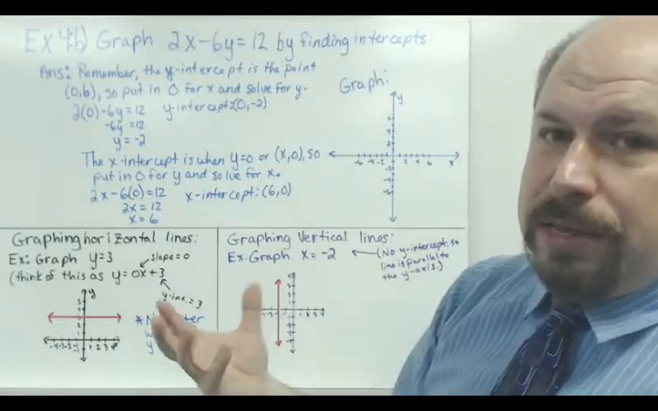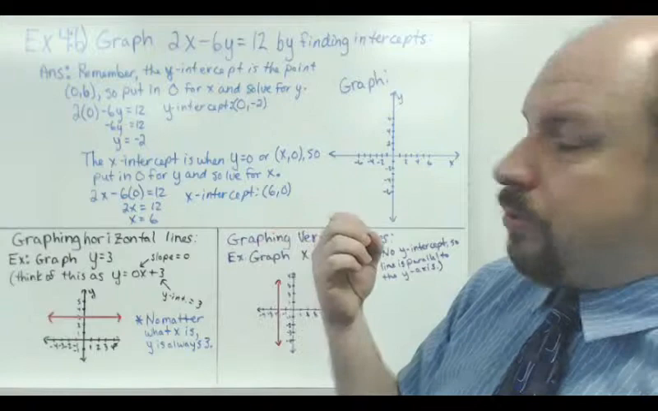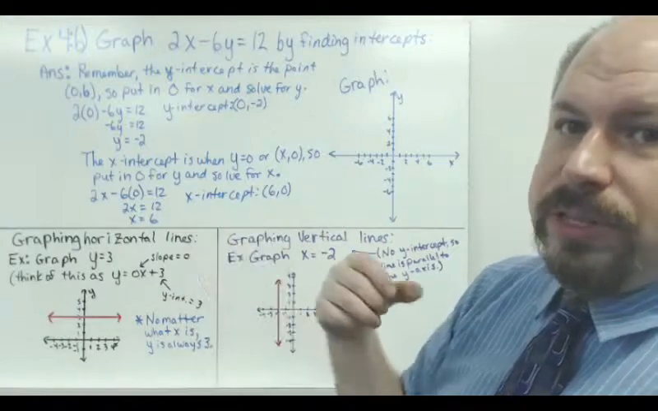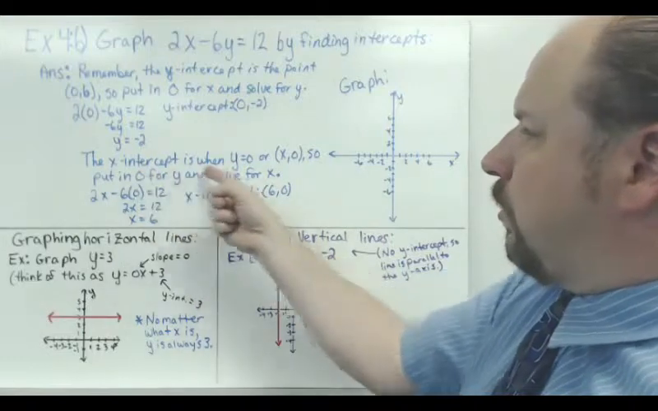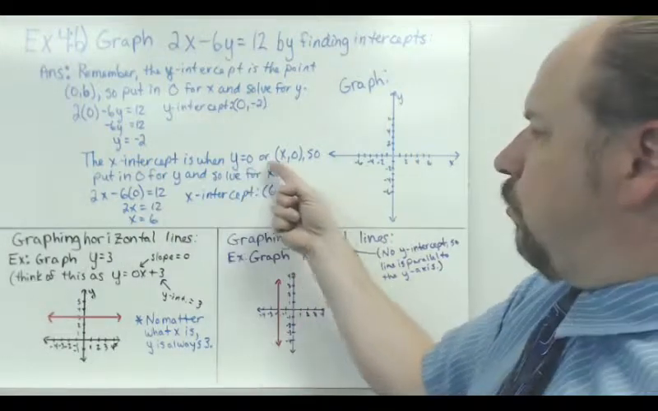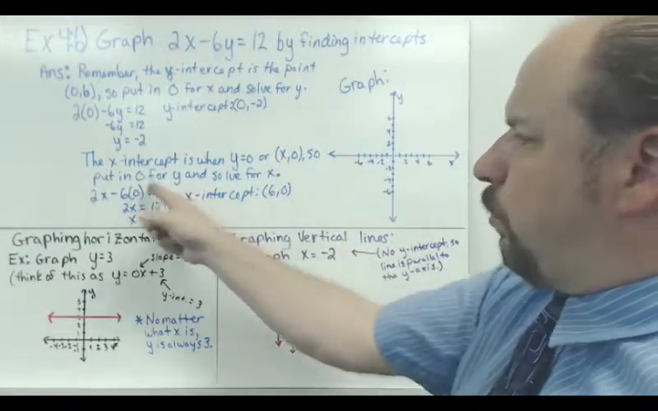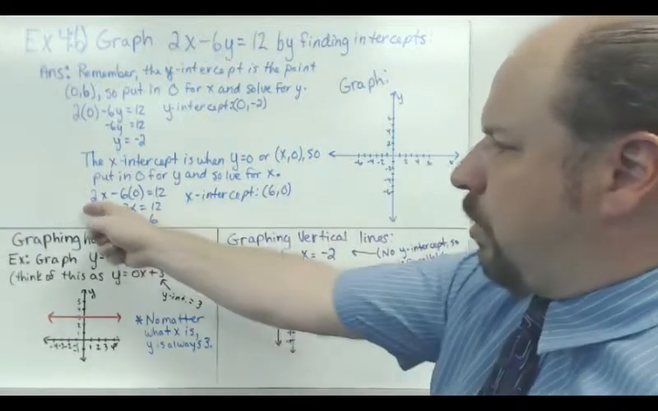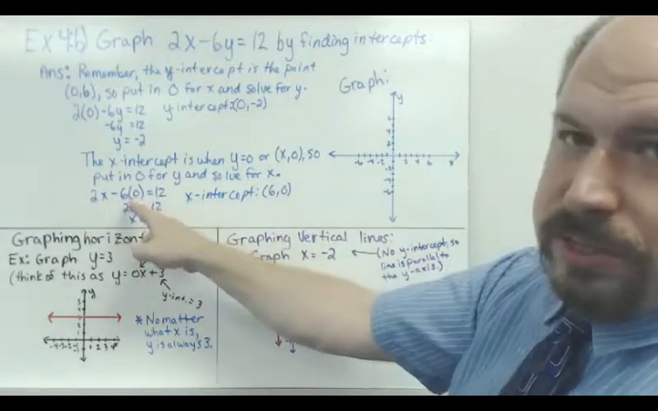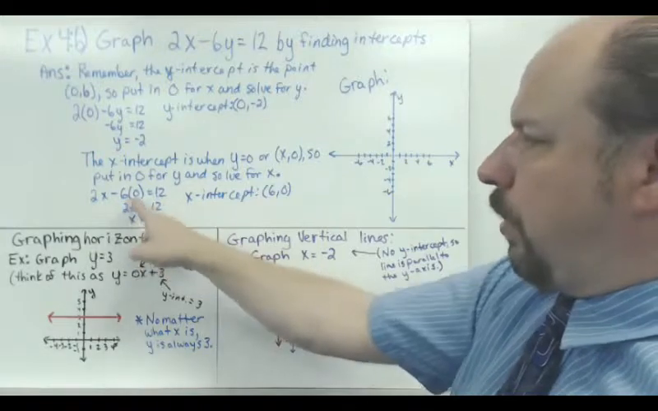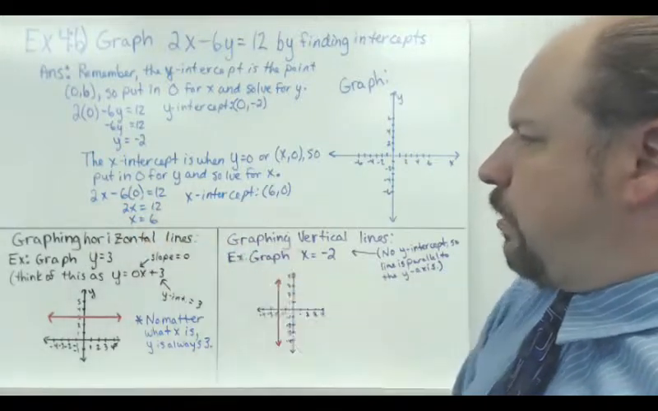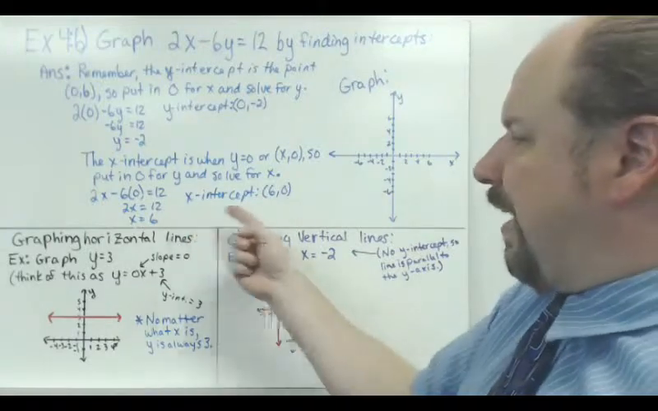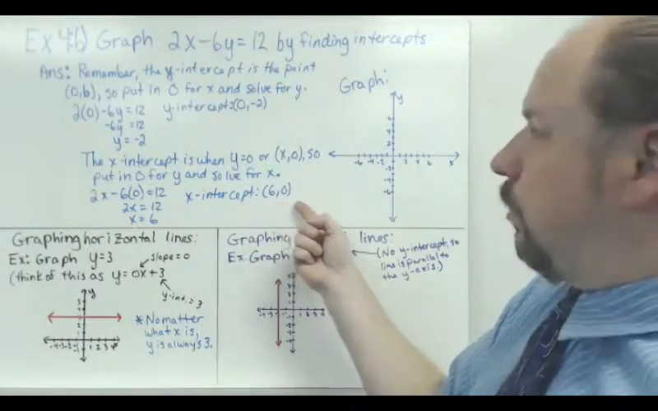We can do the same exact thing to find the x-intercept, only this time we're just going to put 0 in for y. So the x-intercept is where y equals 0, or (x, 0). So put 0 in for y and solve for x. So 2x minus 6 times 0 equals 12. 6 times 0 is 0, so we have 2x equals 12, so x equals 6. So our x-intercept then is (6, 0).